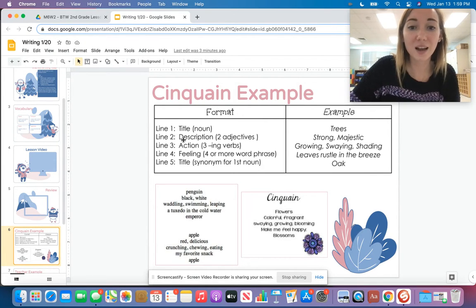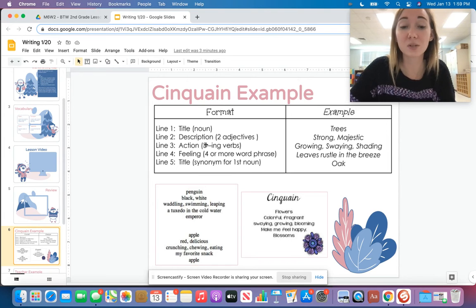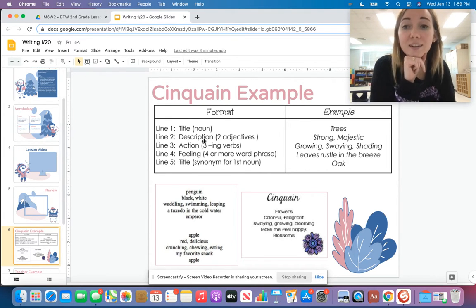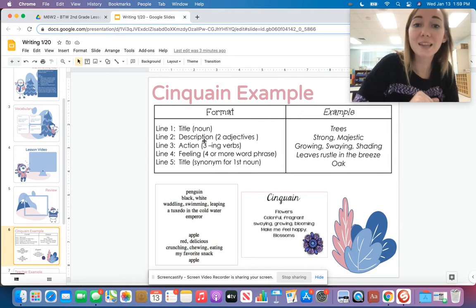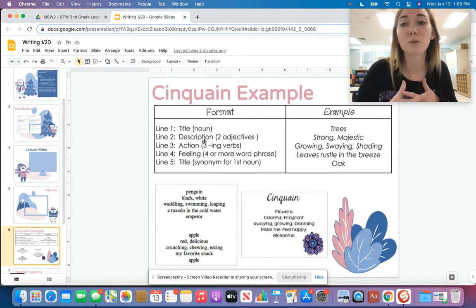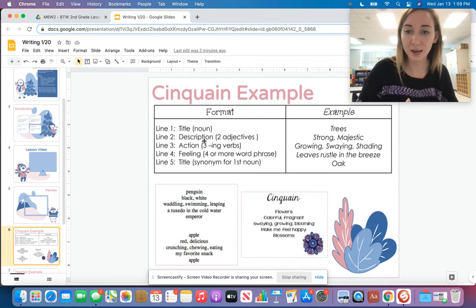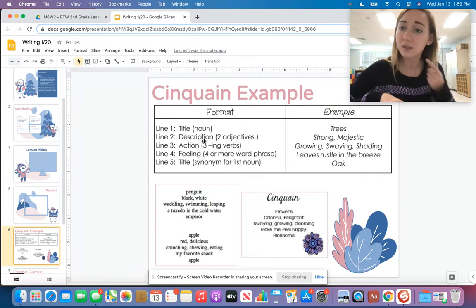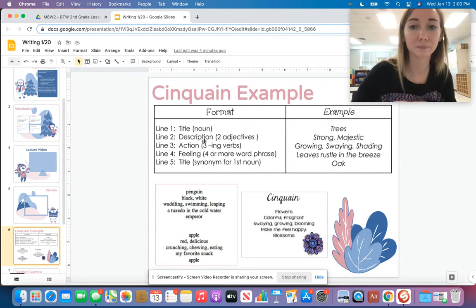The second line, you're going to create a description, and you're going to use 2 words. How many words on the second line? 2, and they both have to be adjectives or describing words. So we are reviewing our parts of speech like nouns, adjectives, verbs, and we are going to be using number patterns when we write a cinquain.